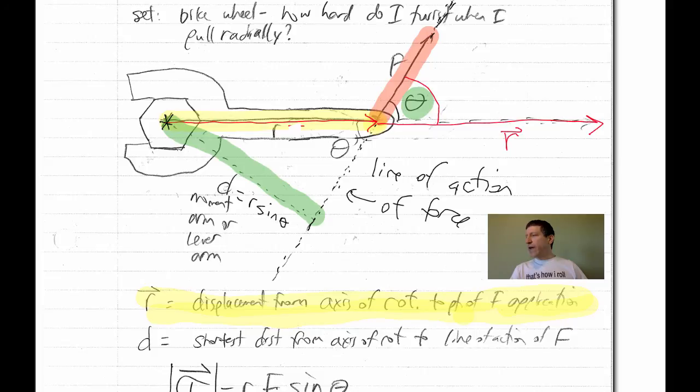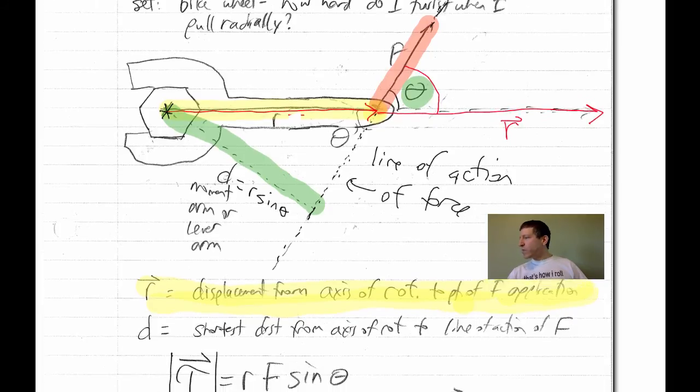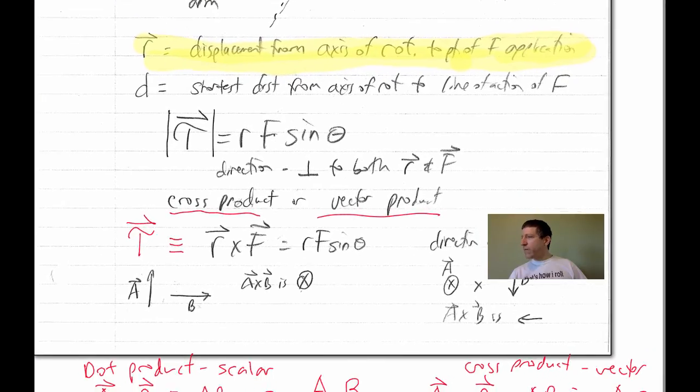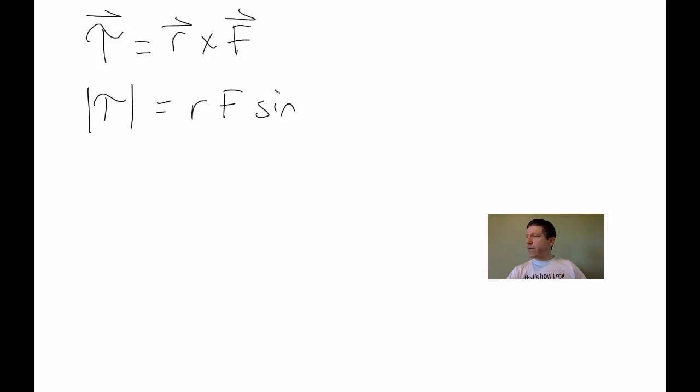And that's another way to look at it, because we can actually express the torque in a couple of different ways. Let's go ahead and do that right now. For example, torque we can express as r cross F, and the magnitude of torque is rF sine theta. Or you could express the magnitude of the torque like this: r times F sine theta.